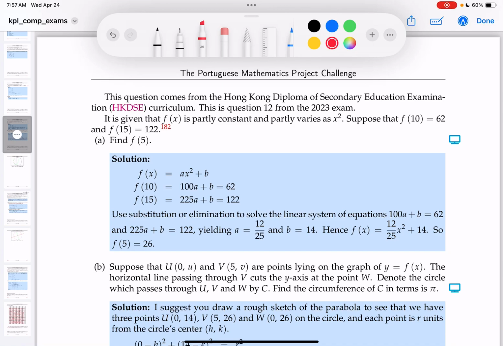Okay, the question comes from a Hong Kong Diploma of Secondary Education examination. It's question 12 from the 2023 exam. Right, reading through it, again, I think they're good questions.